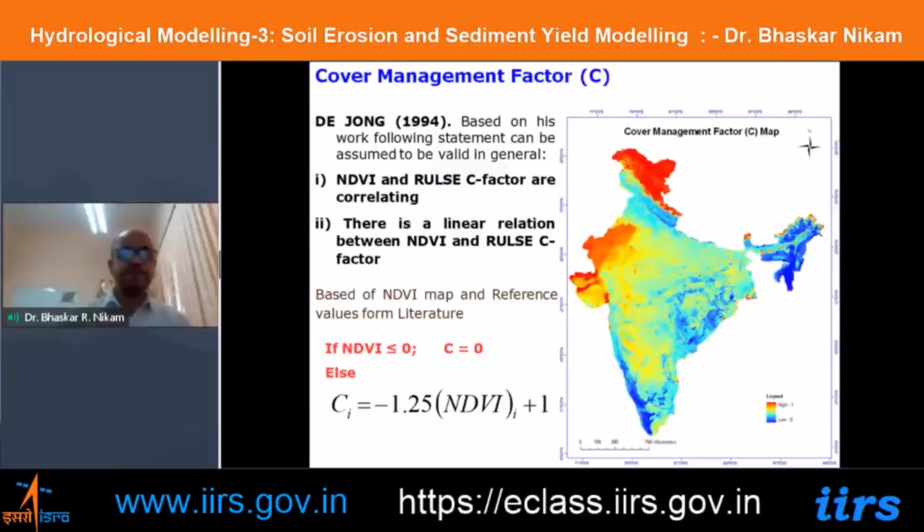In this case, what will be the highest value of NDVI? 1. Lowest value for our case 0. What will be the highest value of C factor? 1. Lowest value 0. So if I plot that reverse curve, I can generate that equation, which will have a slope and an offset. This equation helps me to convert NDVI into a C factor map, and this C factor map will have a better representation of cover than any other concept previously.